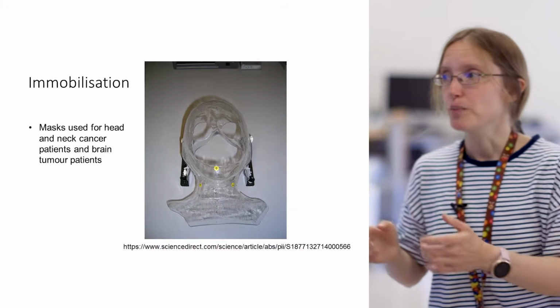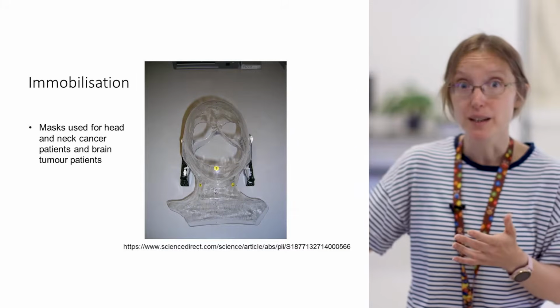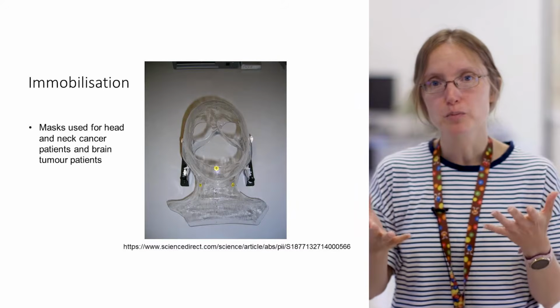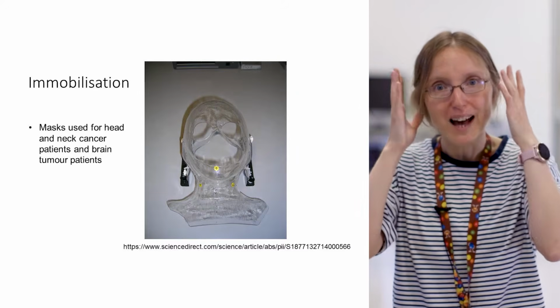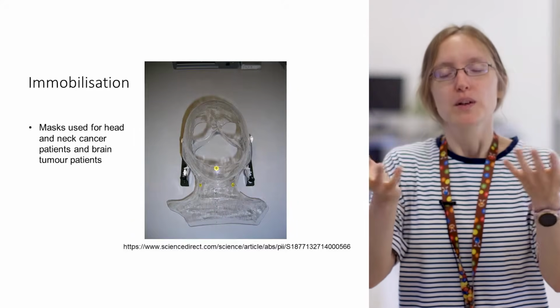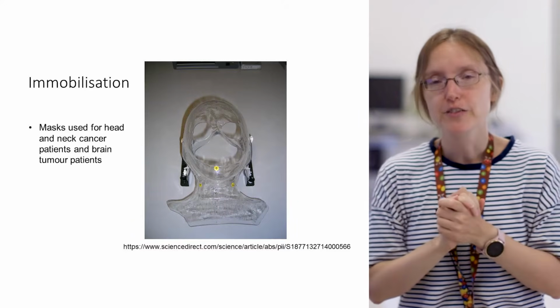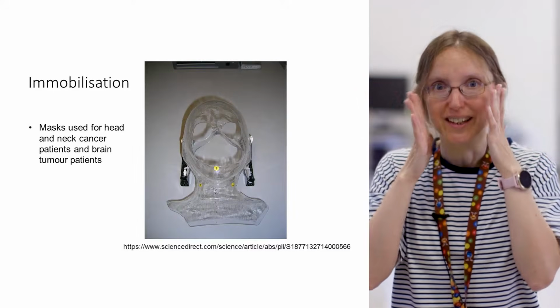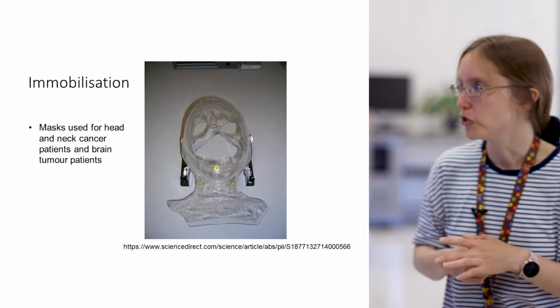So head and neck cancer patients and brain tumour patients get a mask made like you can see here. This is a Perspex mask. Essentially the patient comes to the mould room. We use plaster of Paris to create a mould of their face. We cover that in Perspex and get an individualised patient shell. And it is designed to hold you still. It's not tight, but it is snug because that's the point of the treatment.